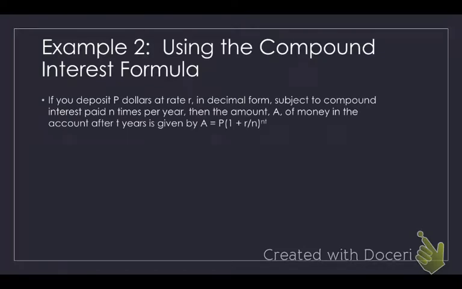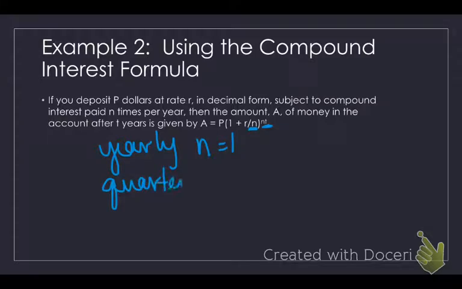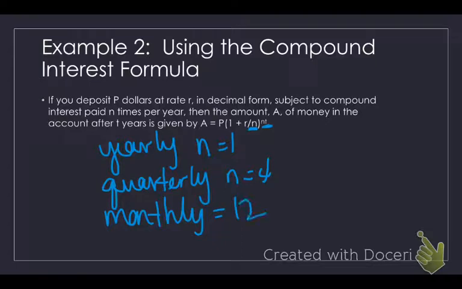The only difference is you're going to take R and divide it by N, and then you're going to take T and divide it by N. And then N stands for the number of times it's compounded in a year. So if it's compounded yearly, then N equals 1. If it's compounded quarterly, then N equals 4. If it's compounded monthly, we have 12 months in a year, so N equals 12.